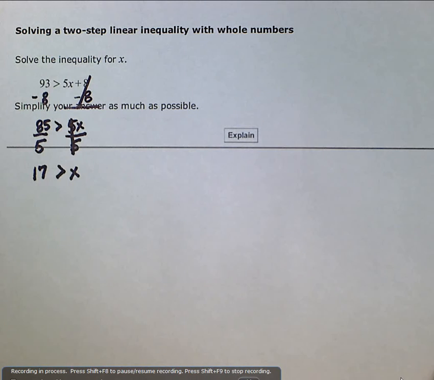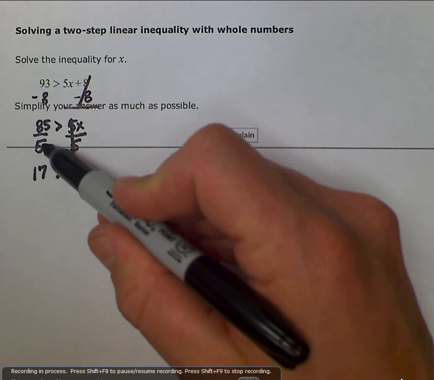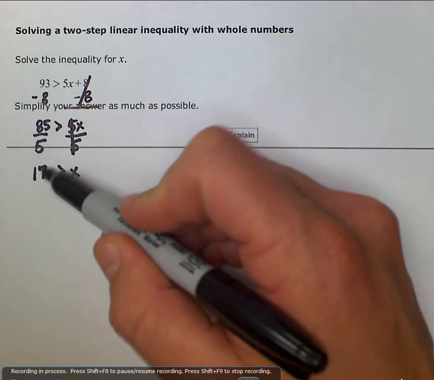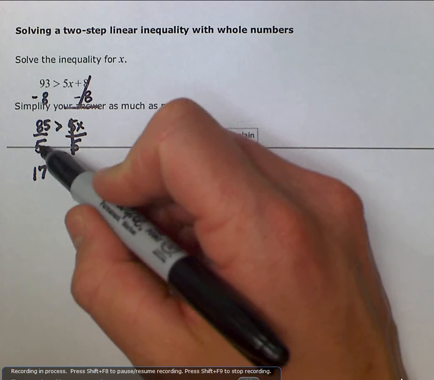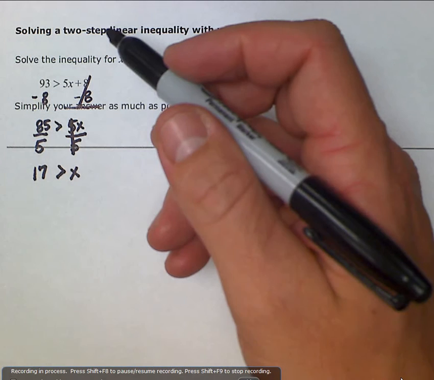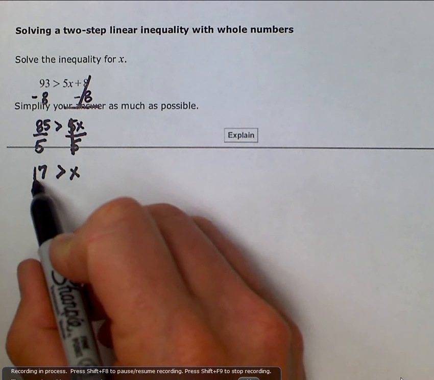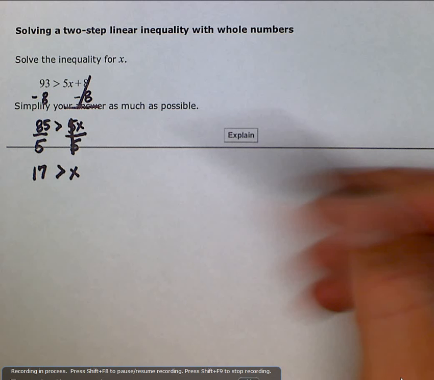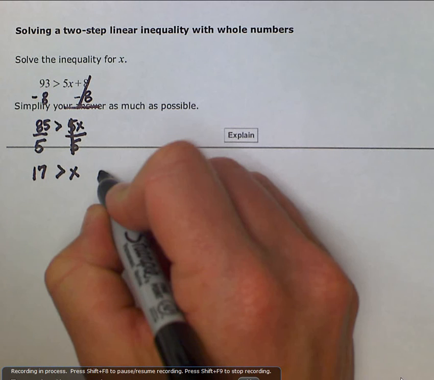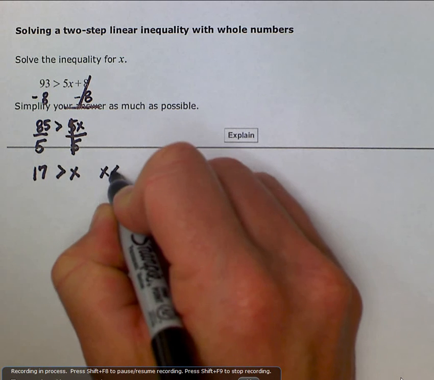Check my work. 7 times 5 is 35. 5 carry the 3. And then 5 times 1 is 5, plus 3 is 8. So 17 is greater than x, or we could rewrite it as x is less than 17.